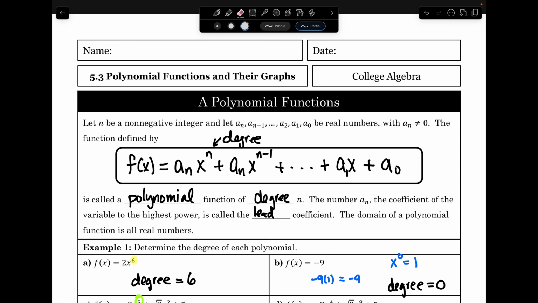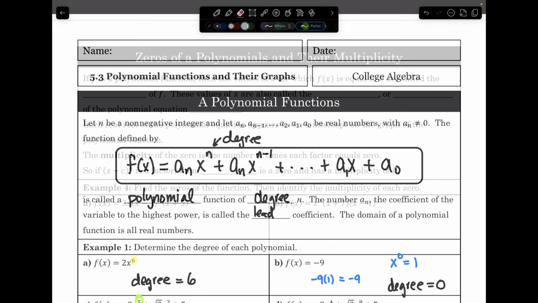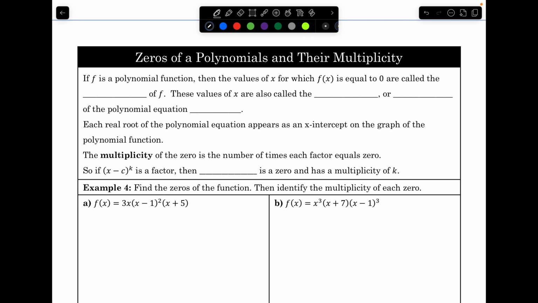In this lesson, we're going to be focusing on identifying the zeros of polynomial functions and practicing our factoring skills, along with determining the respective multiplicity of each zero. So let's begin by first defining what a zero is, and then we'll talk about their multiplicities.